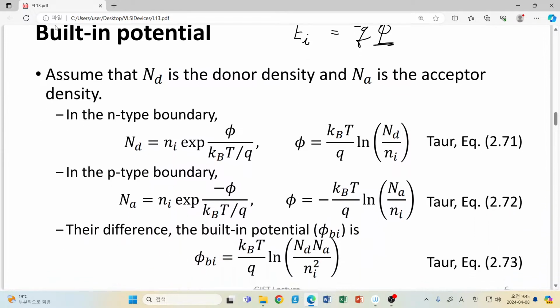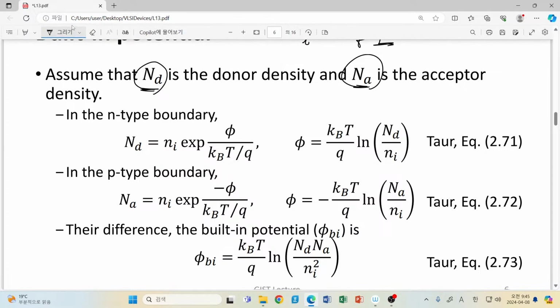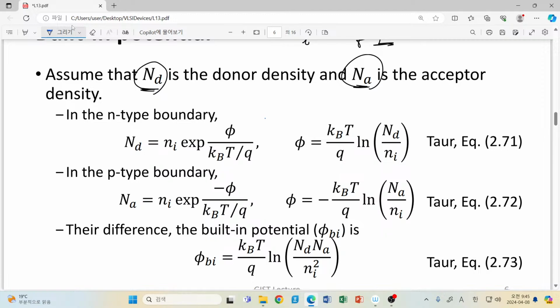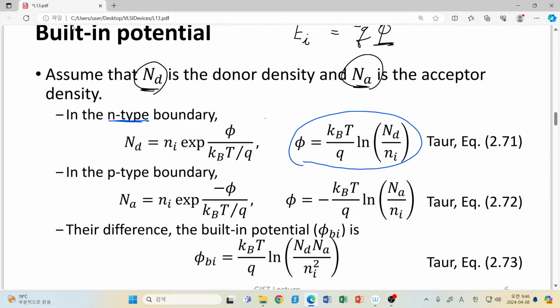Now assume that the donor density in the n-type region and the acceptor density in the p-type region are given as ND and NA respectively. We have already used this form several times. And then now in the n-type boundary, we can think that this is the expression for our potential.